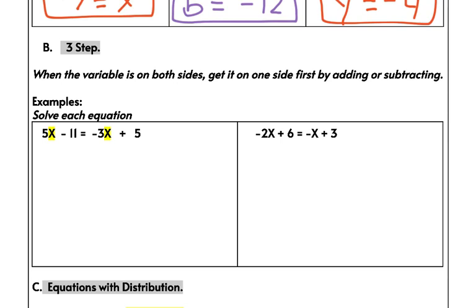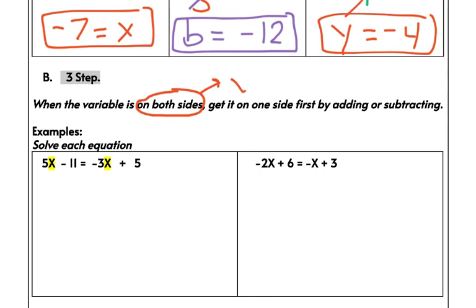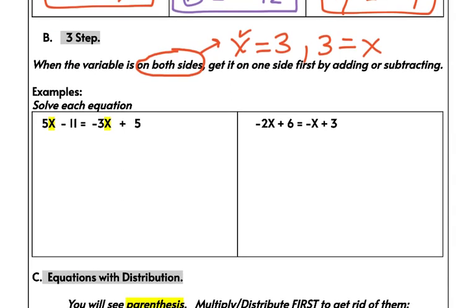So for our 3-step, we're going to have that variable on both sides. And when we're done, we want our answer to look like x equals. We want it either on the left or on the right, but we can't have it on both sides. So now the first step is going to be get that variable on one side. Does it matter which side? No. So for this first one, yes, I could subtract 5x, don't write this down, from both sides to get rid of the 5x and move all those x's over to the right.